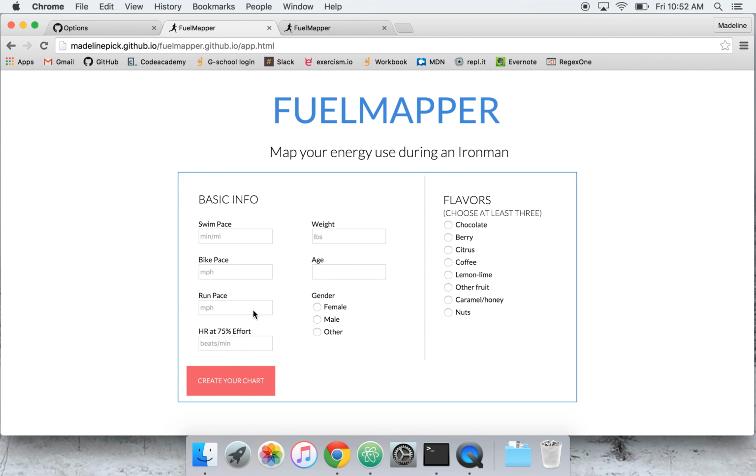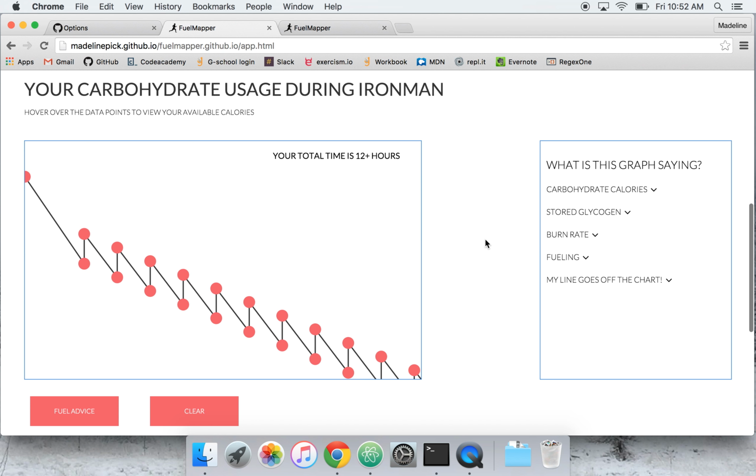So after that brief explanation, it would bring you to this form you would fill out. So I'll just add some numbers here, which is validated based on what would be reasonable for this. So here's some numbers. And there's also a fuel suggestion portion of this, so that's why I have the flavors here. This would create your chart, which is made through D3, which is kind of why I did this project, because I wanted to learn D3.